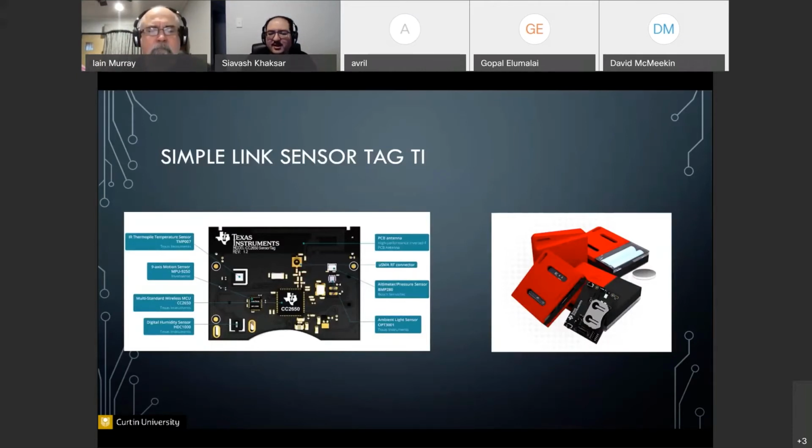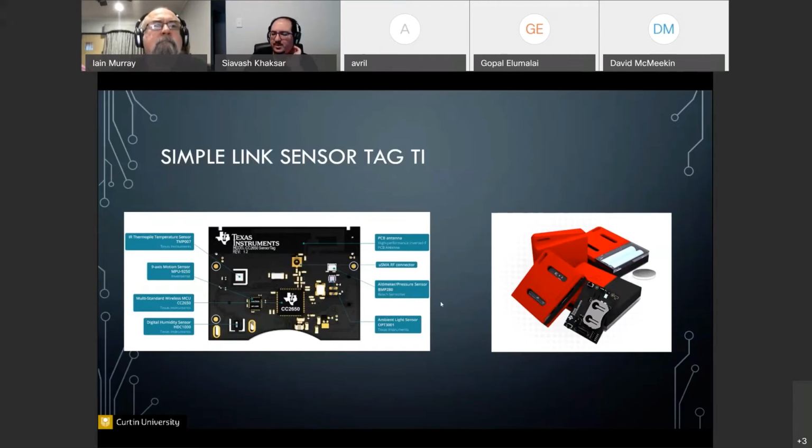These sensor tags and small sensor devices are usually offered as an open hardware and open software product, and they have a bunch of sensors and a bunch of microcontrollers on them. So, for example, this one you can see has an MPU 9250, which is an IMU. We have an ambient light sensor, a digital humidity sensor, and a temperature sensor.